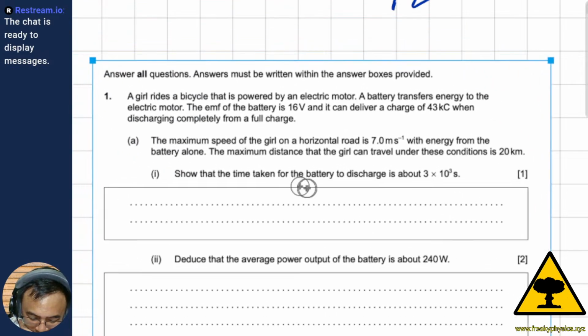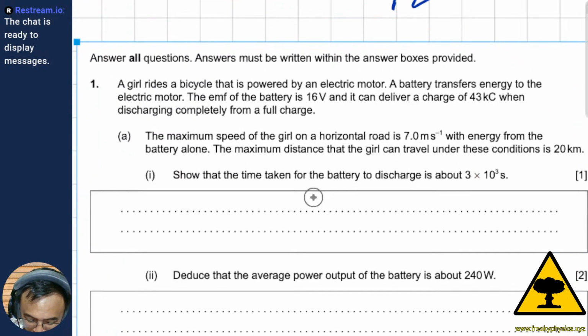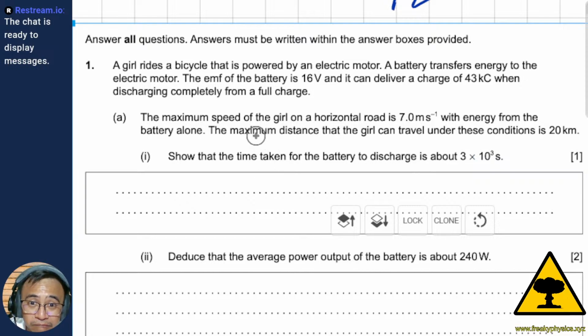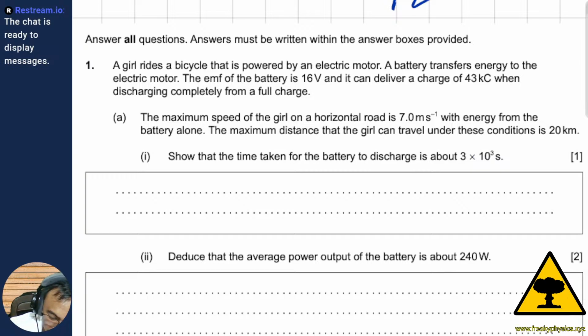Okay, so you have a girl riding a motorcycle powered by an electric motor. We're given the charge and the EMF of the battery. Maximum speed is given for part A with energy from the battery alone. So 20 kilometers. Show that the time taken for the battery to... Oh, this one's pretty easy. A is pretty easy. You don't even need any of the given information from here. All you have to do is you're given the speed, you're given the distance.